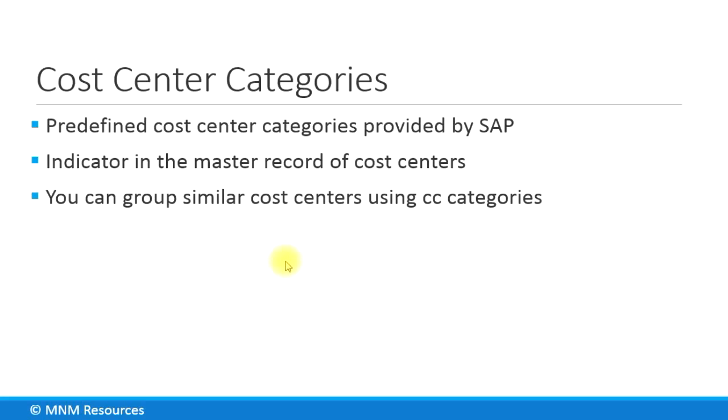In the master record of the cost centers, cost center category is a mandatory field, so you have to enter a cost center category. Now this is used for two purposes. One is for purely information purposes. If you just want to list down all the cost centers based on the cost center category, you can do this via reports or master data tables.